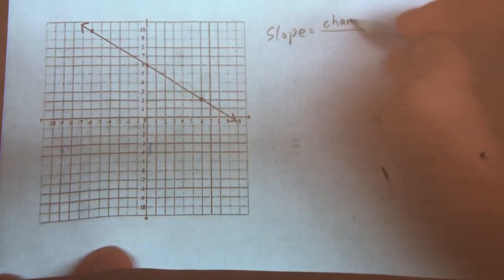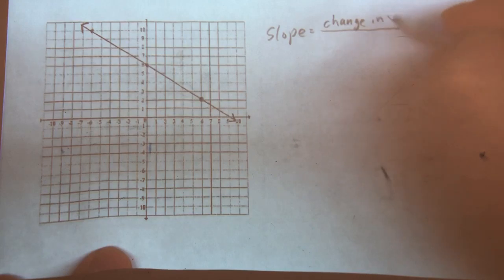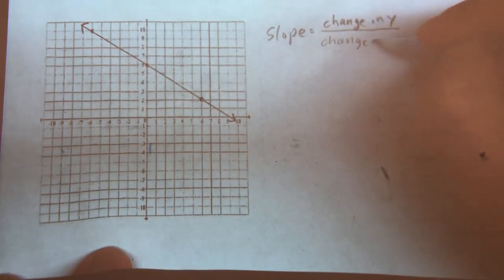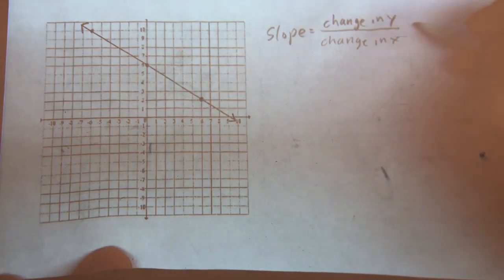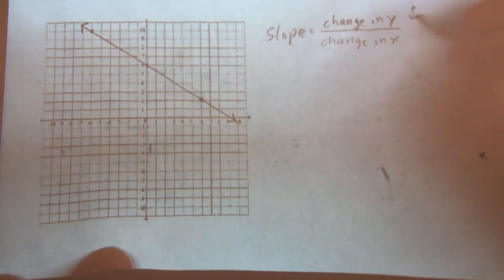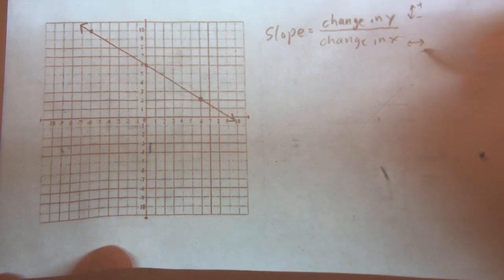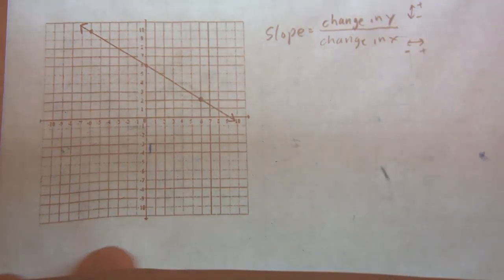We can also say change in y values, change in x values. So remember, this is the vertical change. If we go up, it's positive, down, negative. And this is the horizontal change. And if we go to the right, it's positive. And if we go to the left, it's negative.